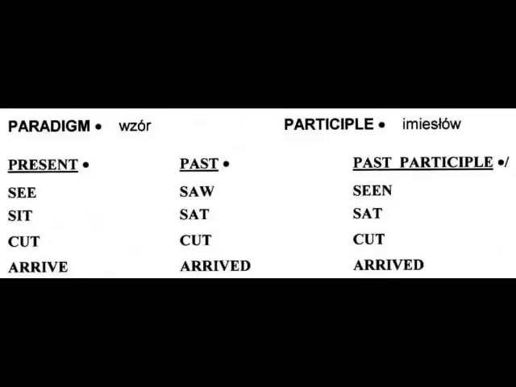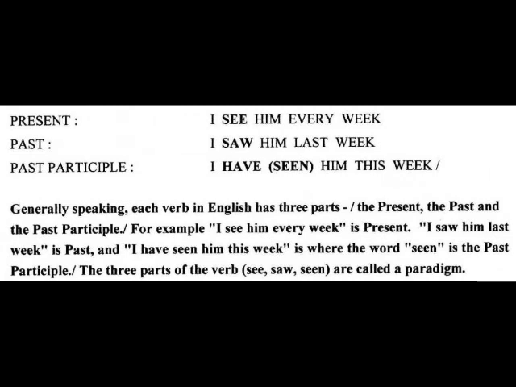Paradigm, participle. Present, past, past participle. See, saw, seen. Sit, sat, sat. Cut, cut, cut. Arrive, arrived, arrived. Present: I see him every week. Past: I saw him last week. Past participle: I have seen him this week.